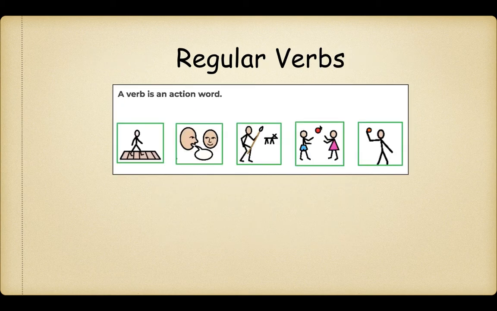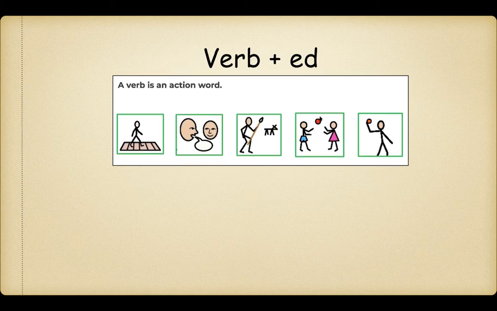And of course, regular verbs. So verbs are action words or doing words. So we do things like walk, talk, hunt, throw, and catch. They are all verbs. They're doing or action words.